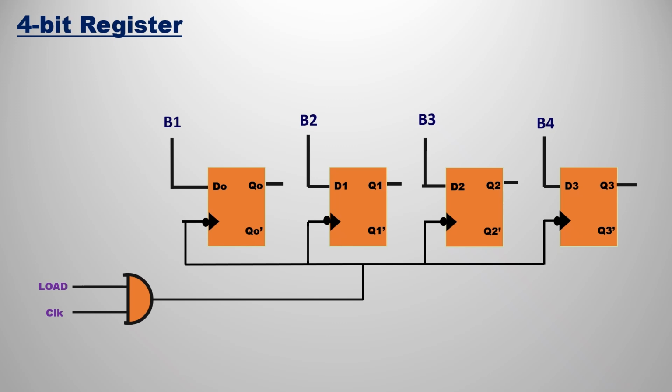So this is the modification of the 4-bit register for the master clock. Everything is the same, but we have just changed the clock. The clock is attached to the load AND gate, and that AND gate output is directly given as the clock to the 4 flip-flops of the register.